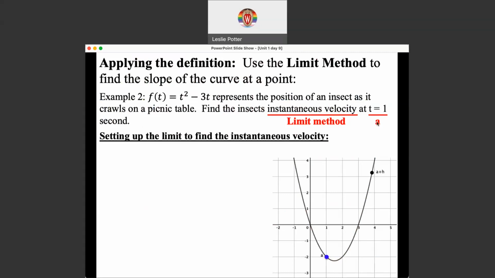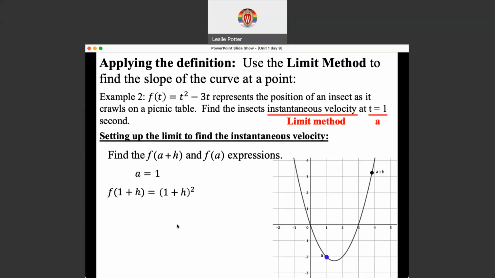t equals 1 is your a value. So this is where those cons are coming into play that I mentioned with the building blocks, because one of those cons was evaluating expressions. And so we have to evaluate these expressions relative to the function. So that's the first thing we have to do. These are the two things in the numerator. So we know a is equal to 1. So f of a plus h means I want to find f of 1 plus h. So I'm going to put 1 plus h here and 1 plus h here for t. So (1 plus h) squared minus 3 times (1 plus h).